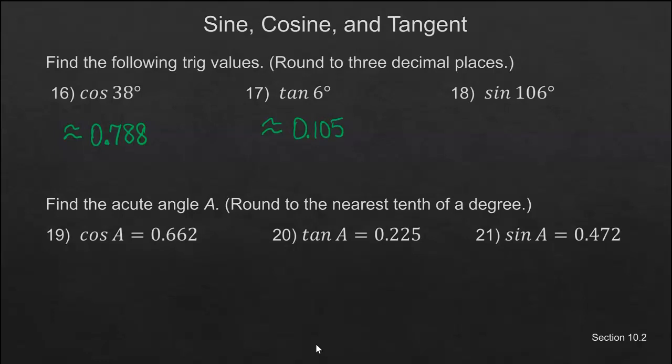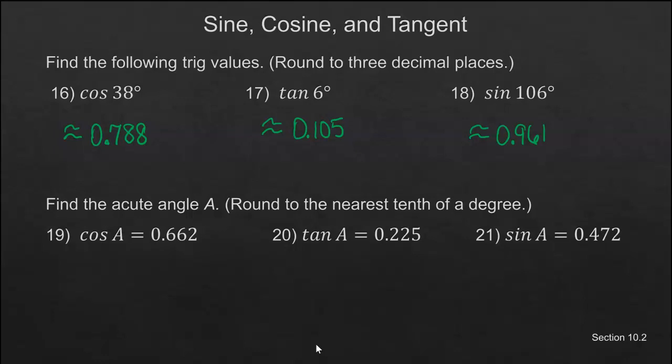Last is the sine of 106, and round it again to 3 decimal places. Now it's important that you can set up the ratios for our next lesson, 10.3. It's important that you can calculate these with your calculator. So those are the easy ones when I'm given the angle and we're looking for the ratio, right? This trig value comes from the ratio of the sides with an angle of 38, so for cosine, or an angle of 6 for tangent, and so on.